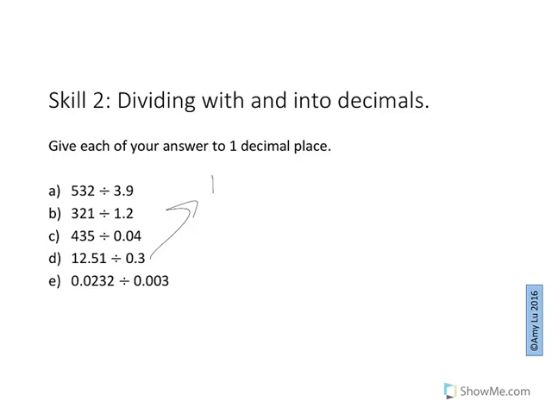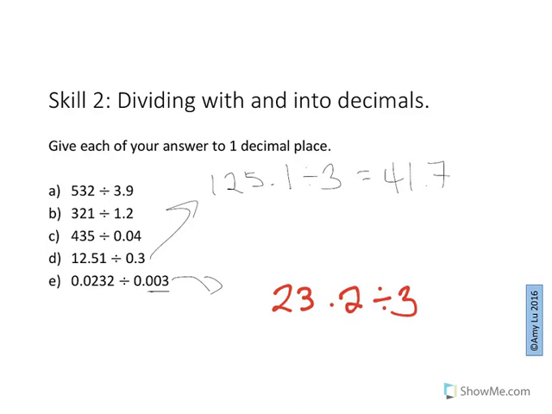In the next problem, you would have rewritten this as 125.1 divided by 3. When you divide that, you should have had an answer of 41.7. In this last problem, you have to multiply by 1,000, moving it 3 decimal places, so it becomes 23.2 divided by 3, which when you divide and round should give you 7.7 as your answer. And that's all.